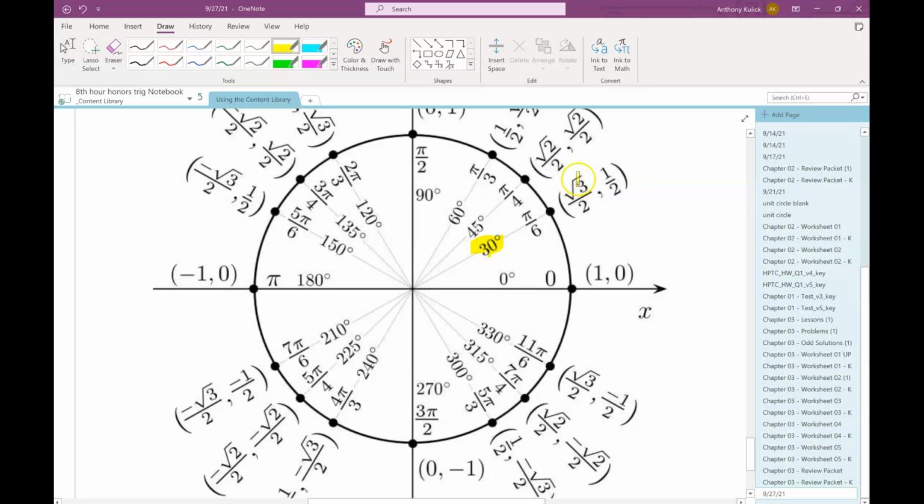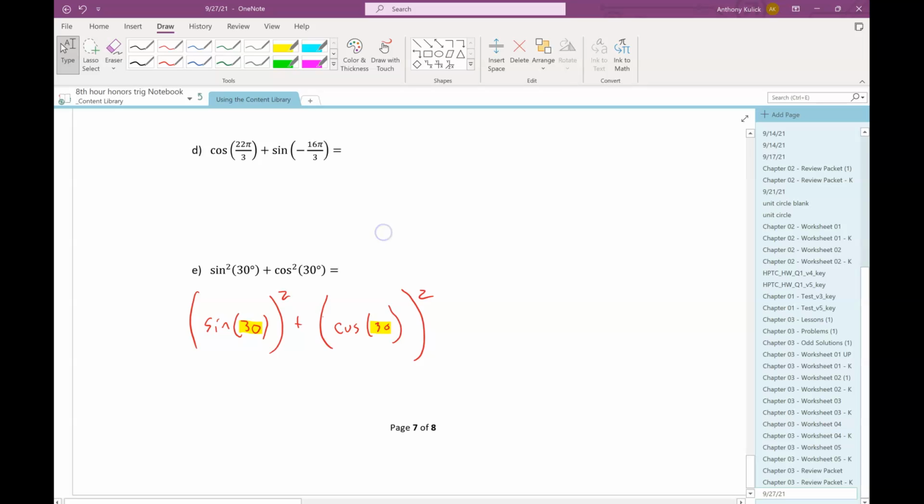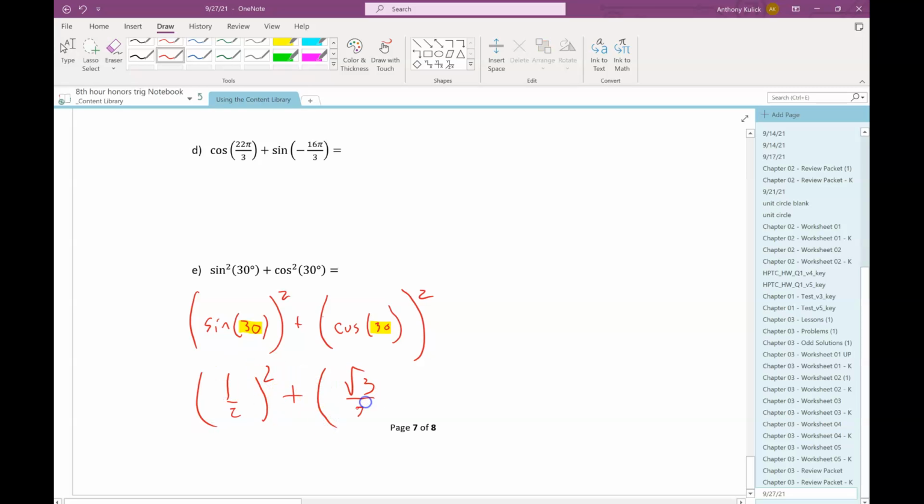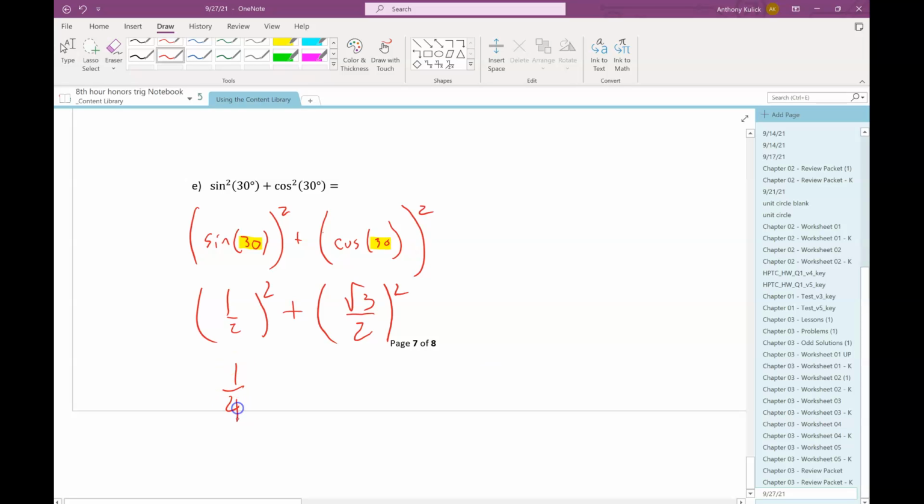The x-coordinate is root 3 over 2, and the y-coordinate is 1/2. So far, so good. 1/2 squared is 1/4. Root 3 over 2 squared is 3/4. I add them together and I get 1.